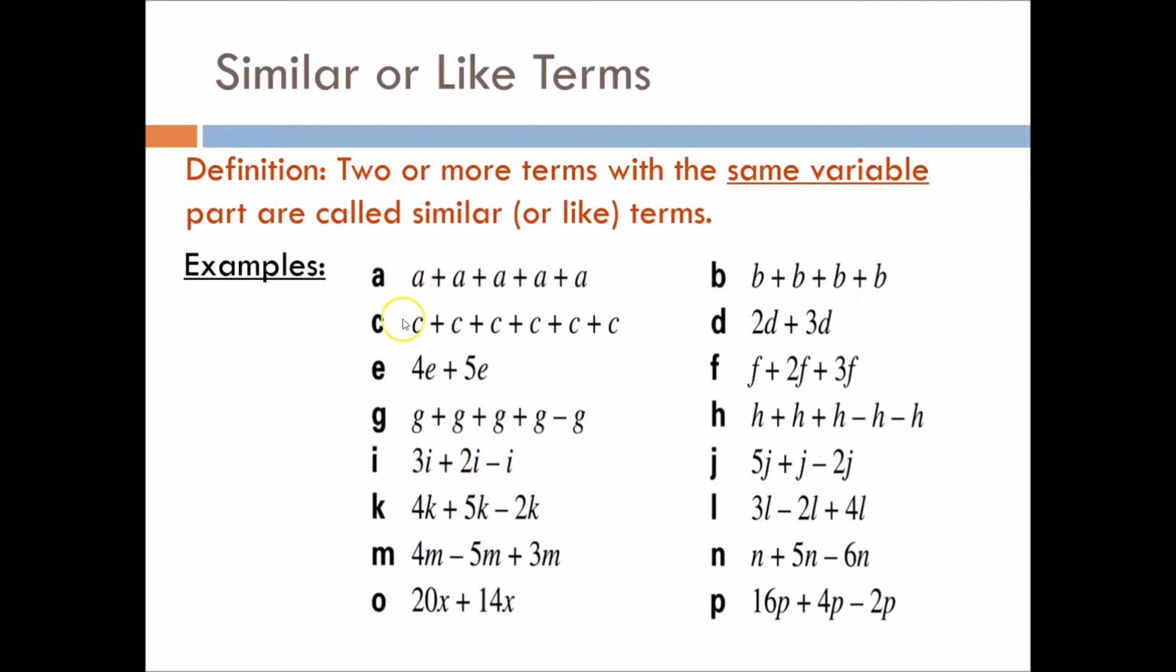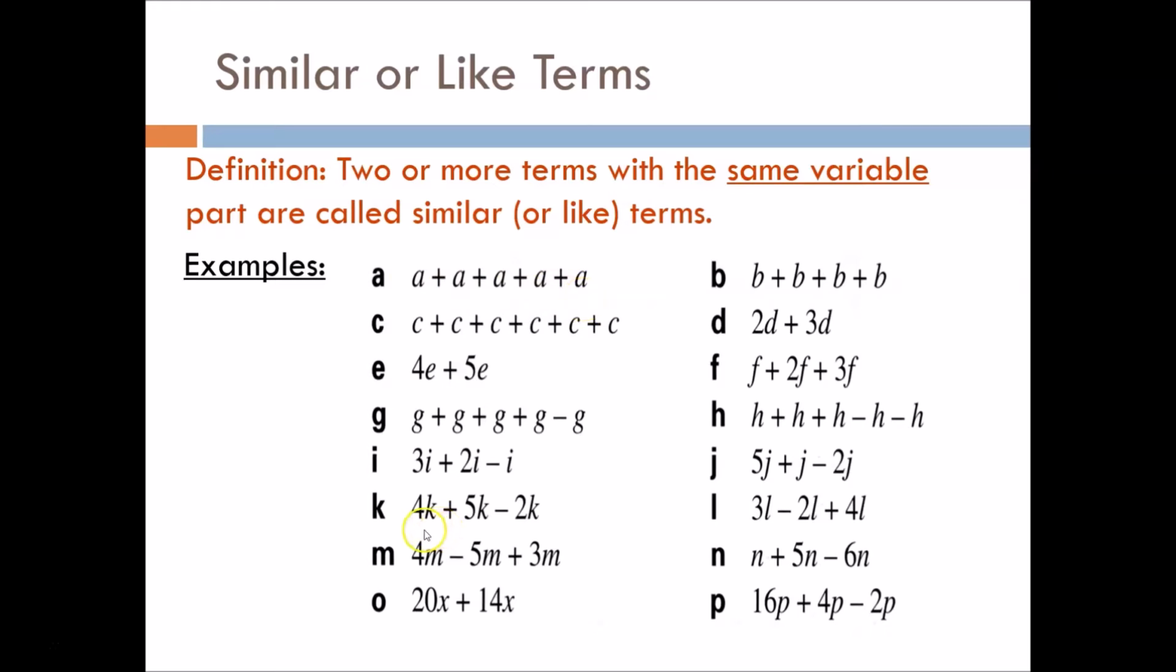So for example, for letter A, we have 1A. You don't see a number in front, it means a 1. So we have 1A plus 1A plus 1A plus 1A plus 1A. So since they're all A's, we can combine them. So 1 plus 1 plus 1 plus 1 plus 1. This will give us 5A.